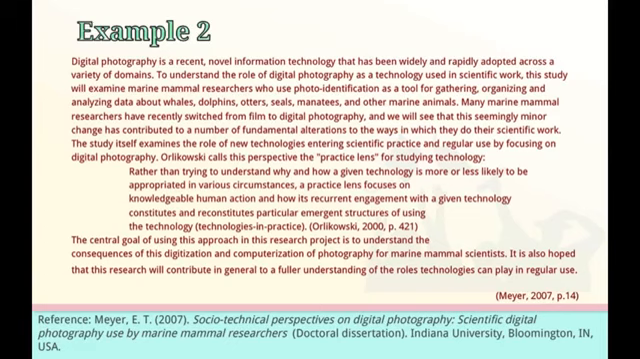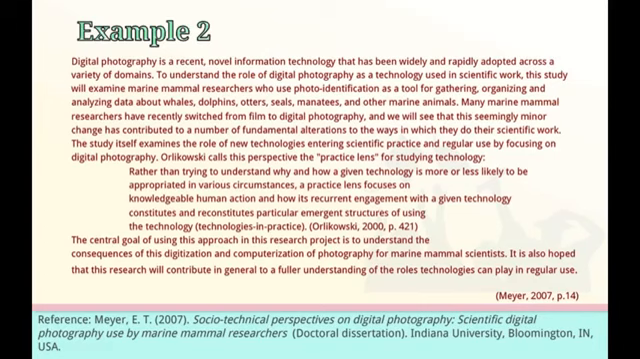Let's see a second example. It seems to be a little longer, but if we check it, it's just 2 paragraphs. It opens with "Digital photography is a recent, novel information technology that has been widely and rapidly adopted across a variety of domains." This is the compelling sentence that says, hey, open your eyes. I'm going to talk about something new, something that is in fashion. I would like to talk about digital photography.